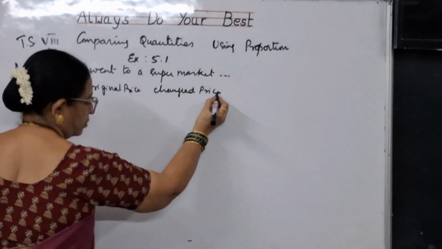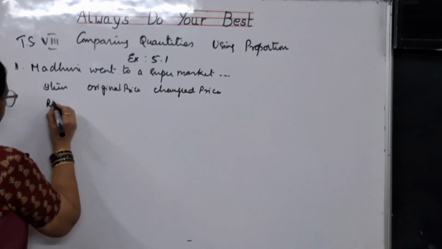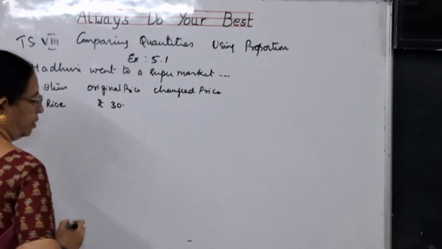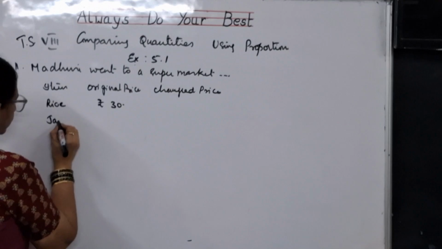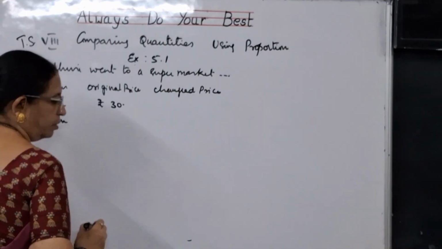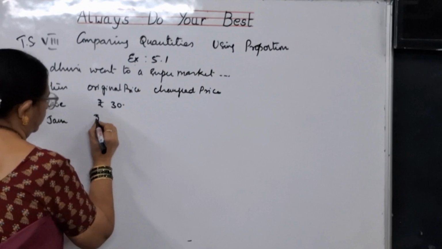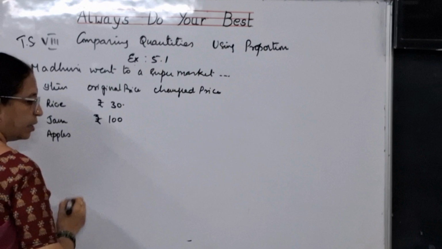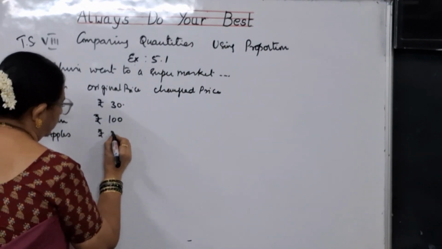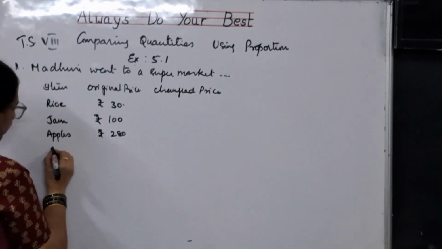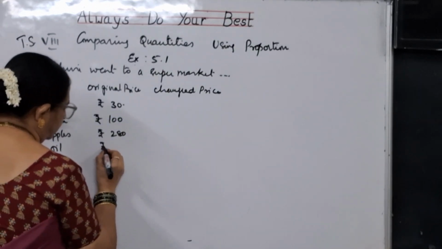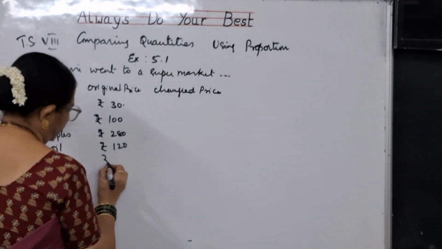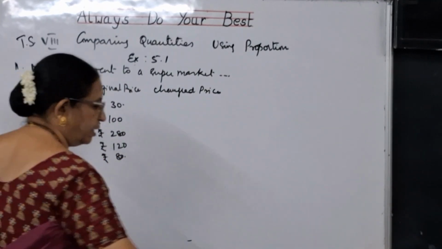changed price. So original price: rice is rupees 30 and jam is rupees 100 and apples rupees 280 and oil rupees 120, dal rupees 80. So what did they give in the problem?